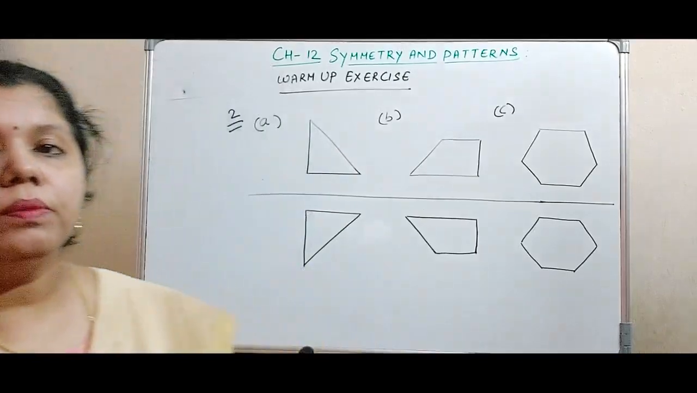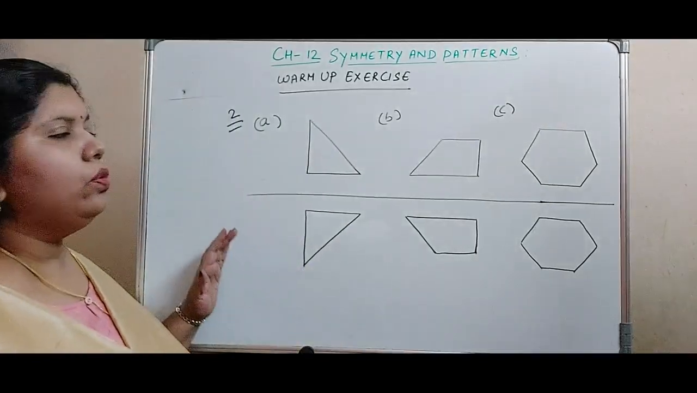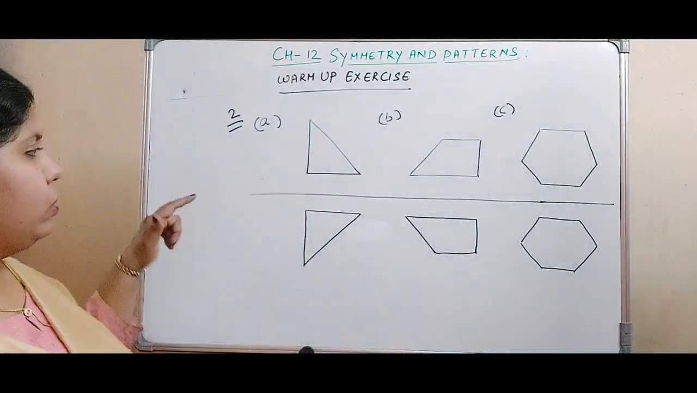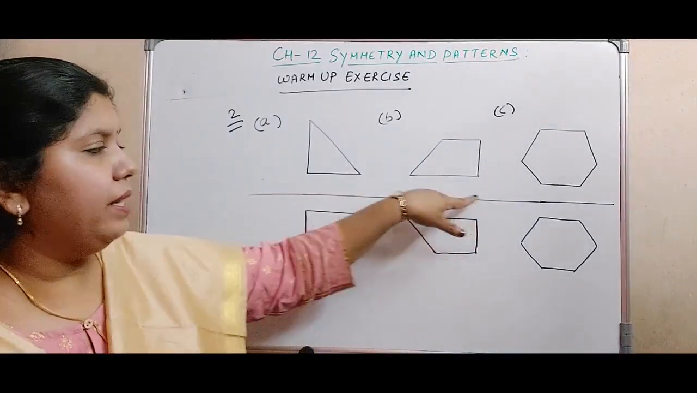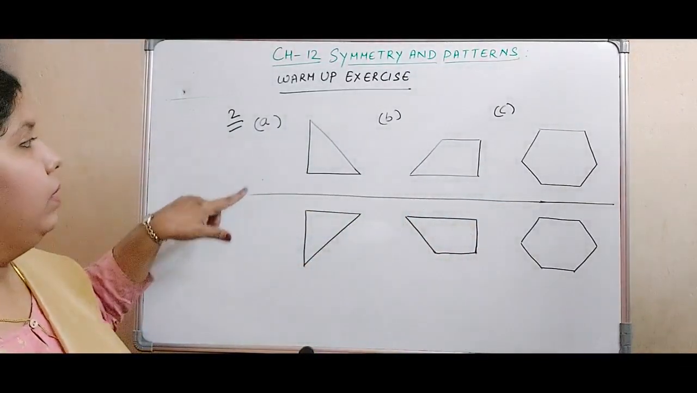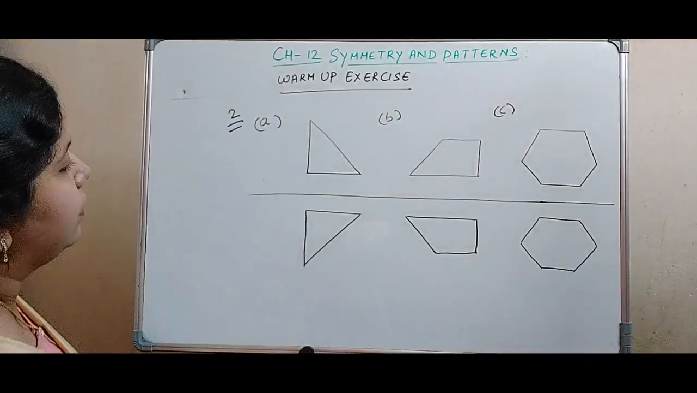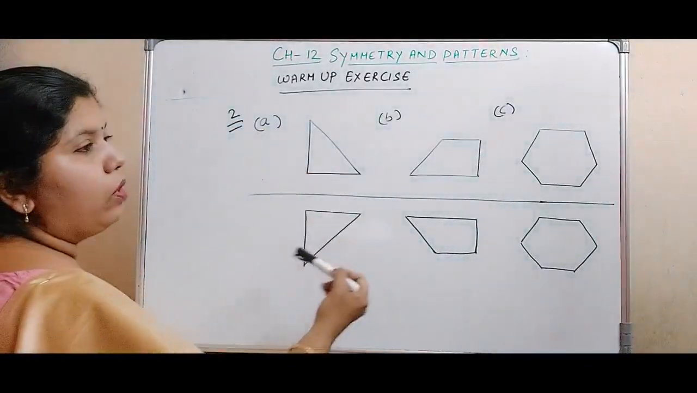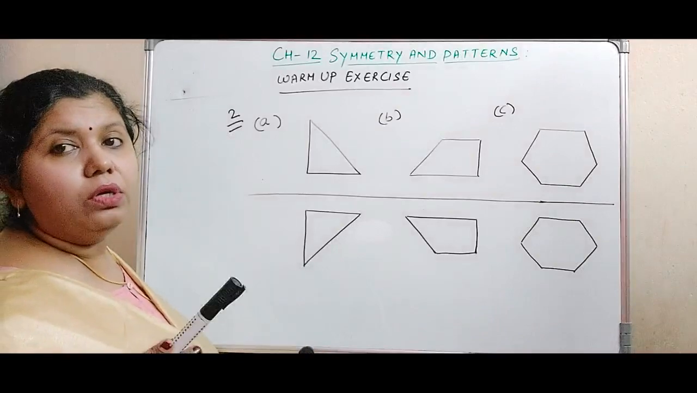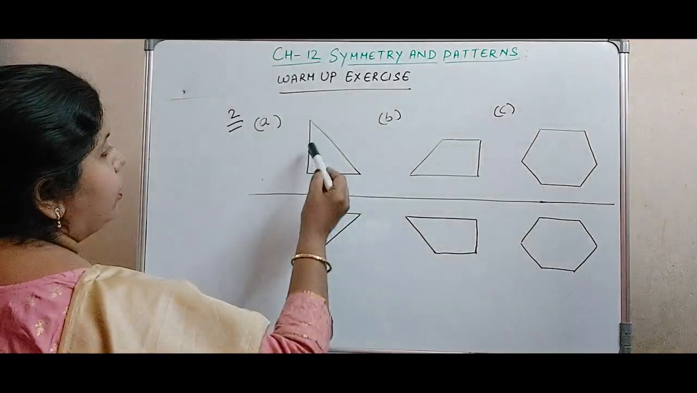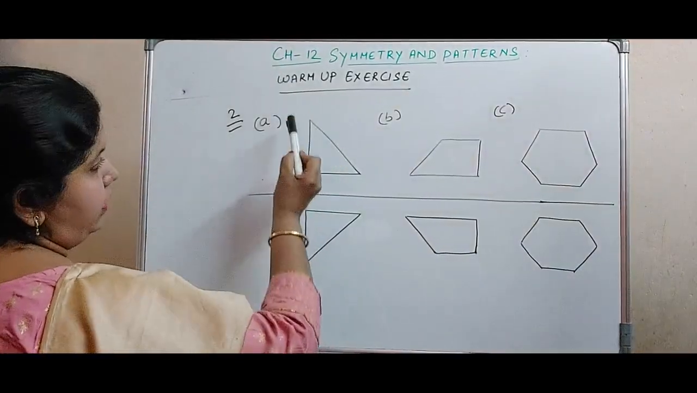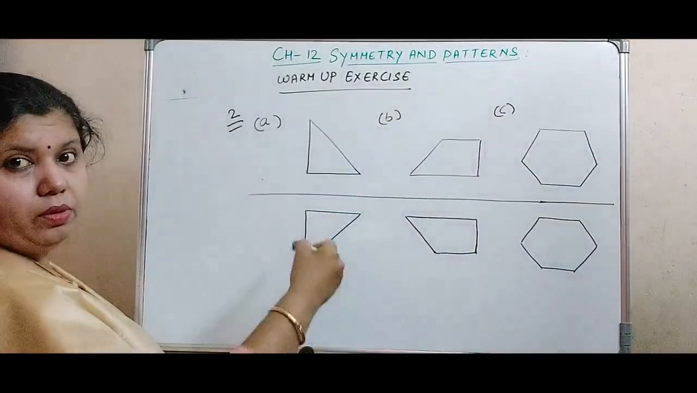Now look at question number 2. It is asking to make the water image. So you can see the mirror line here. This is a mirror line in between. Now if this is a right angle triangle, you can see, then top and bottom will be different, but left and right will not change. So this is pointing this side, and this is pointing below, bottom.